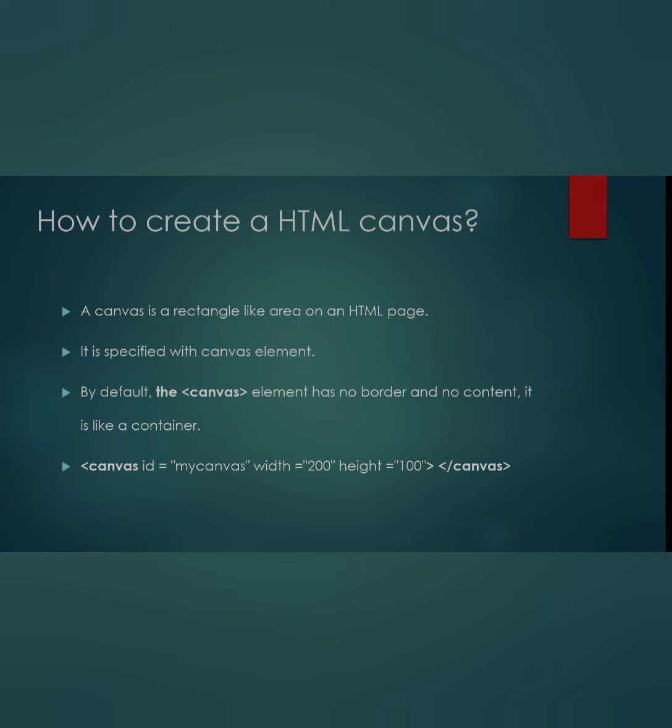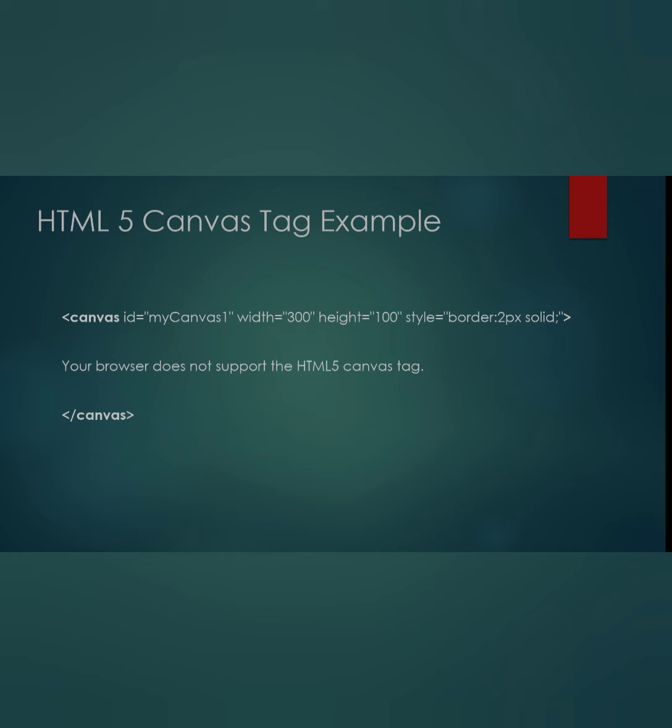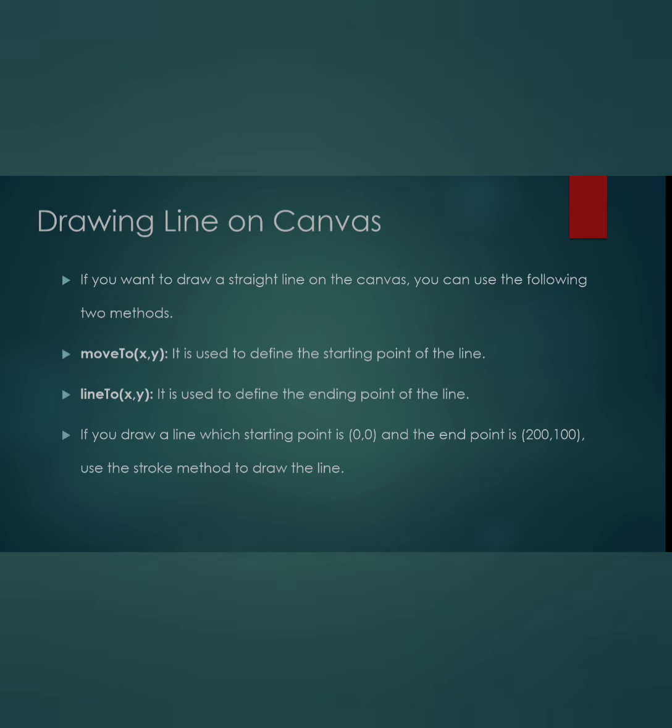How to create an HTML canvas? A canvas is a rectangular area on an HTML page. It is specified with the canvas element. By default, the canvas element has no border and no content. It is like a container. Canvas id equal to myCanvas, width equal to 200, height equal to 100, and /canvas. This is the example of the canvas tag.